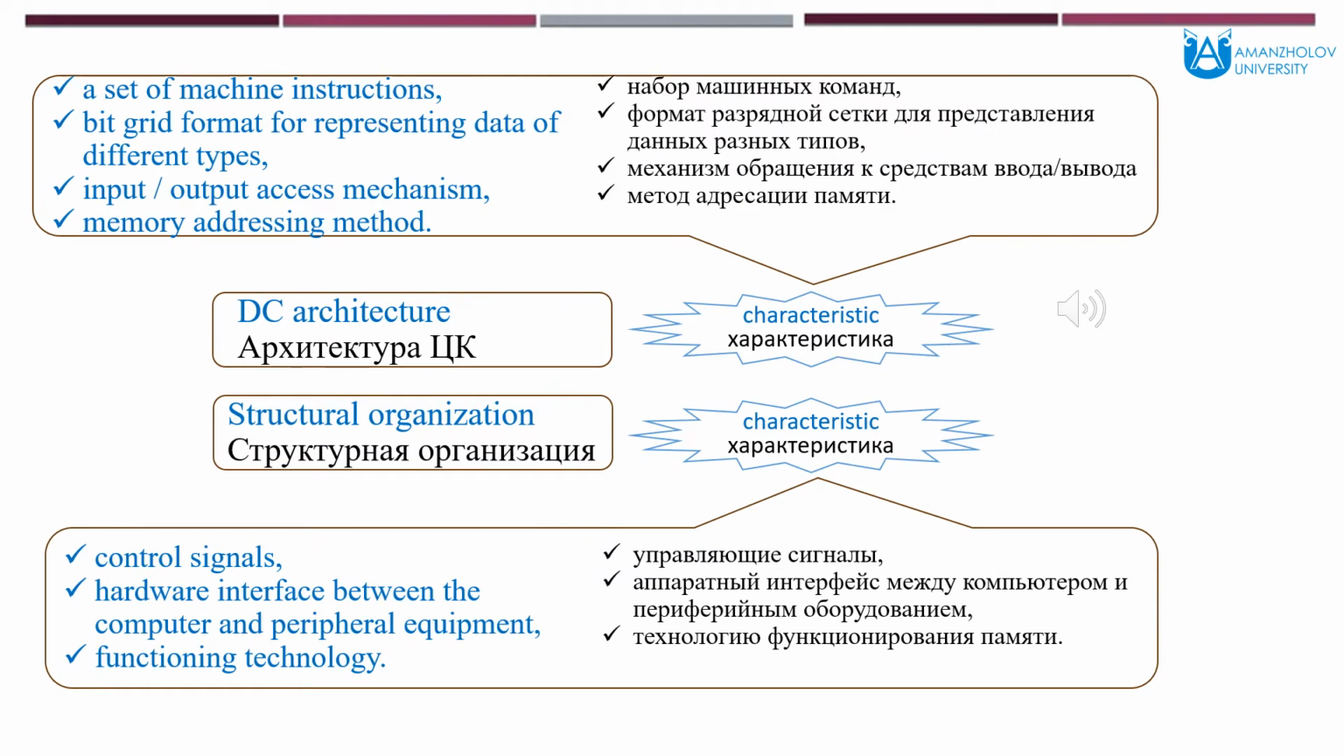DC architecture. Characteristic: a set of machine instructions. Bit grid format for representing data of different types. Input-output access mechanism. Memory addressing method. Structural organization. Characteristic: control signals, hardware interface between the computer and peripheral equipment, functioning technology.